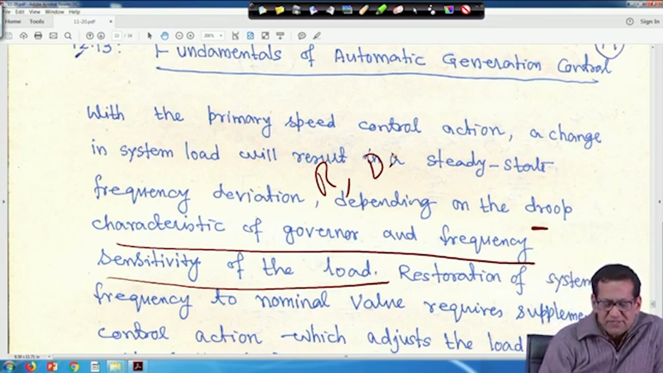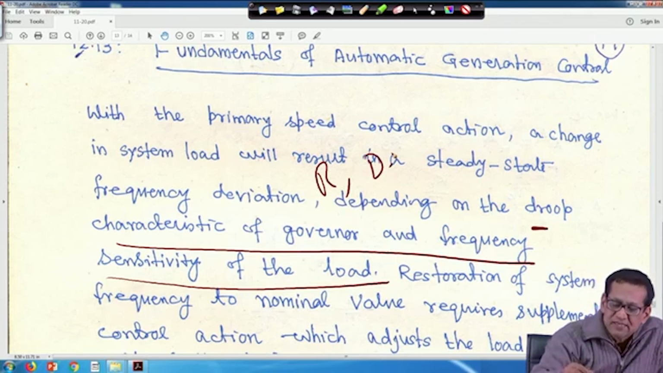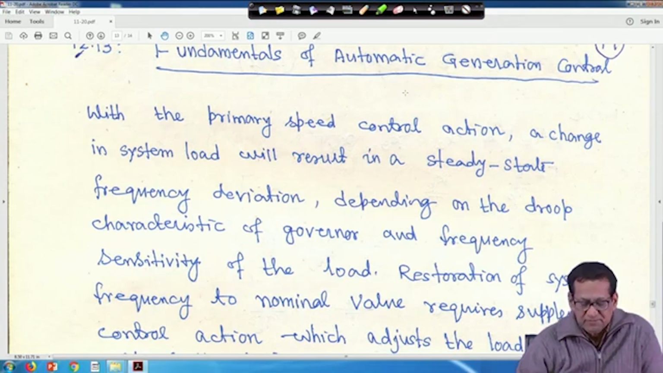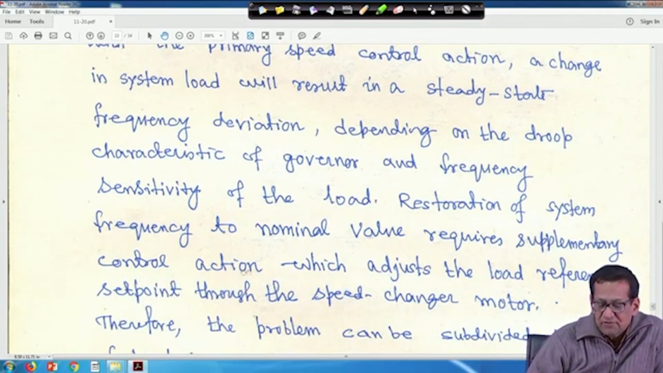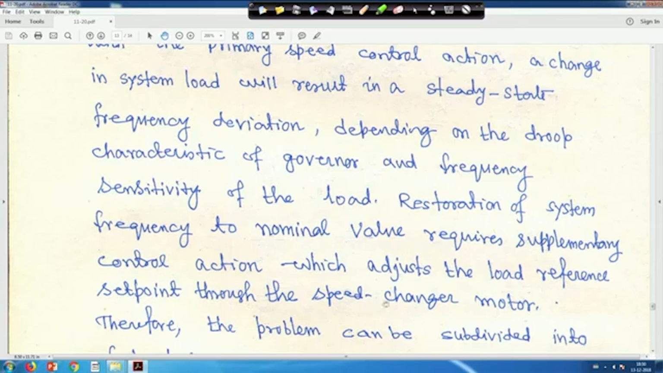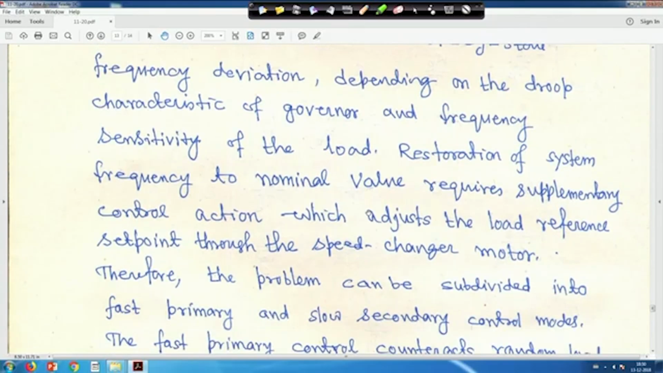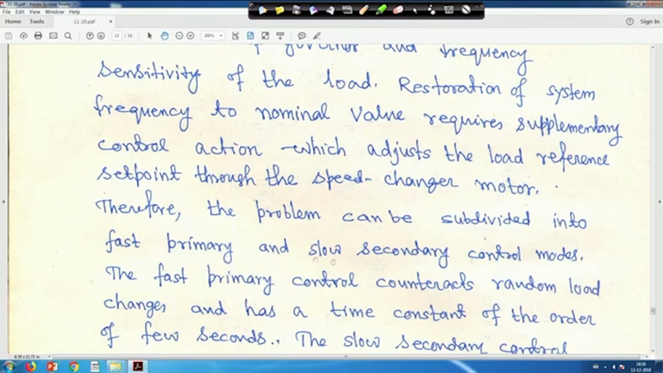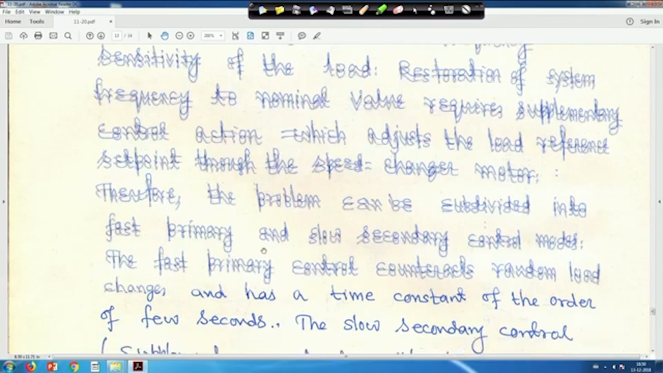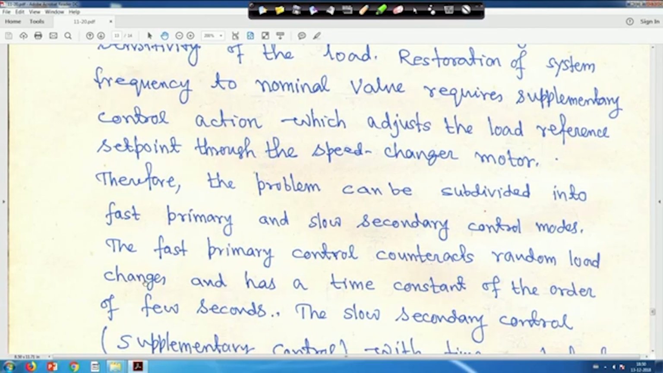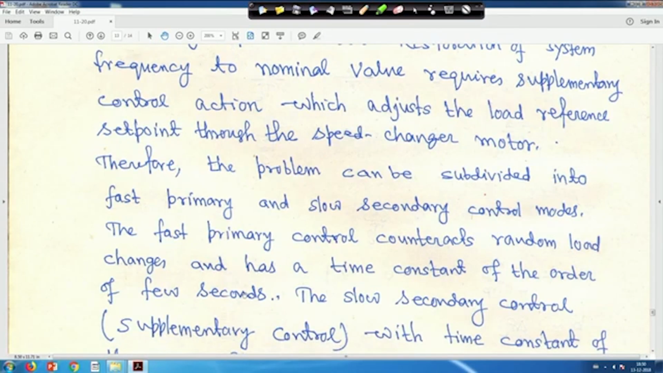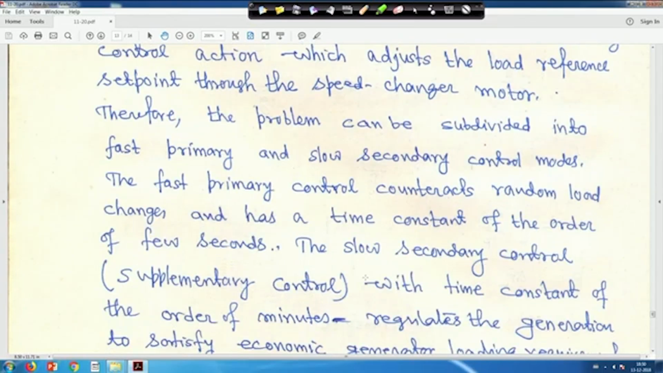Restoration of system frequency to nominal value requires supplementary control action, which adjusts the load reference set point of the speed changer motor. Therefore, the problem can be subdivided into fast primary and slow secondary control modes. The fast primary control counteracts the random load changes and has a time constant of the order of a few seconds. The slow secondary control, that is the supplementary control, has a time constant of the order of minutes.